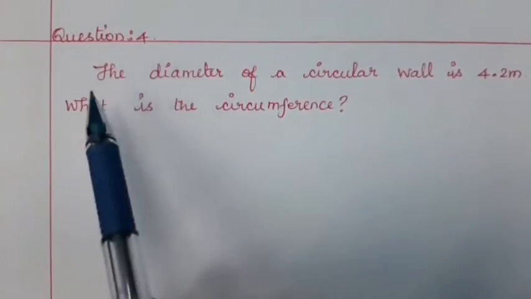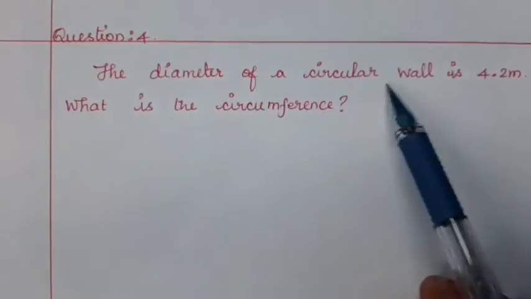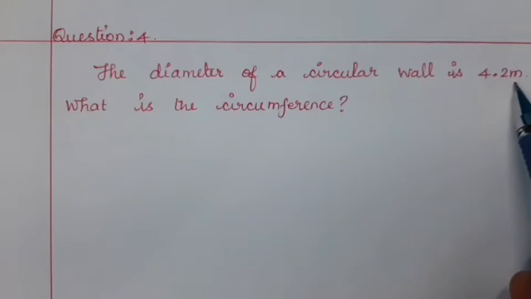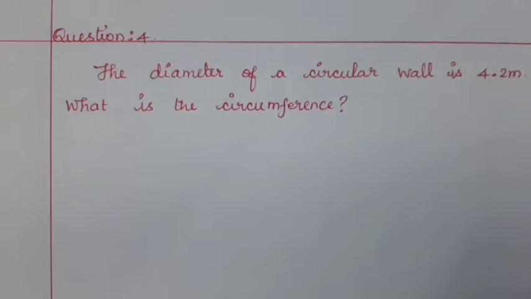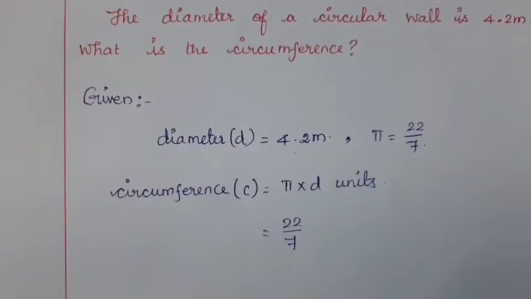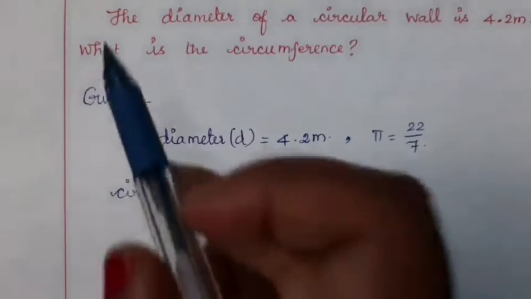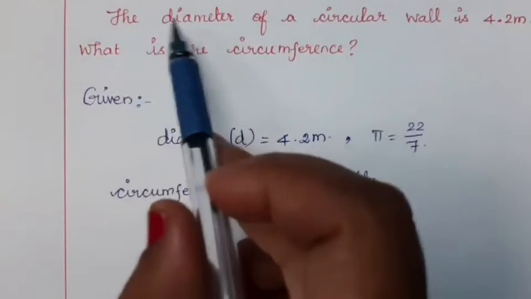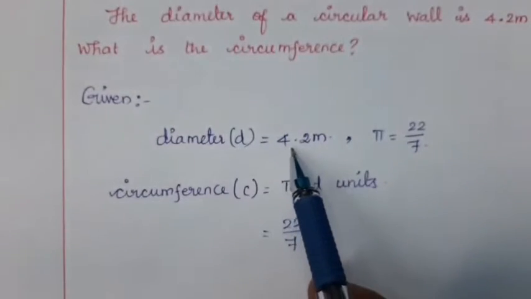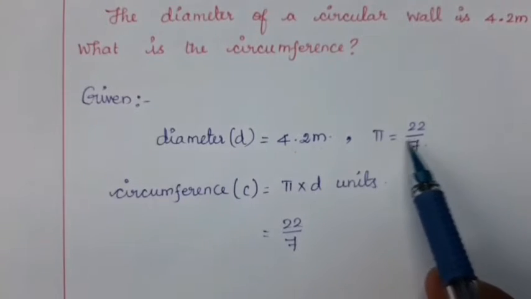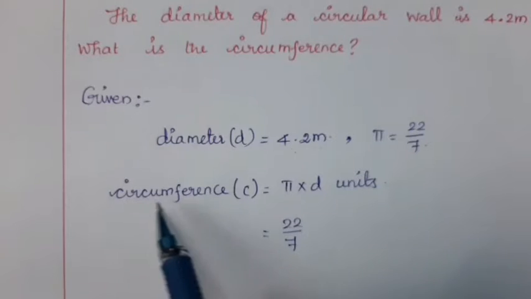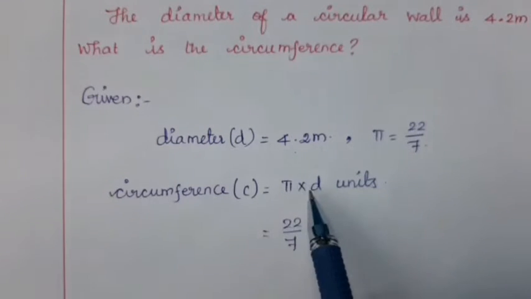Next, question number 4. The diameter of a circular wall is 4.2 meter. What is the circumference? Let us see the answer for this question. From the question, the given value of the diameter d is equal to 4.2 meter. We know that the value of pi is equal to 22 by 7 and the formula for finding the circumference c is equal to pi into d units.